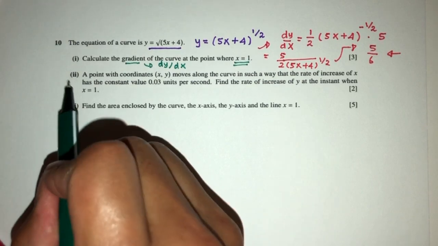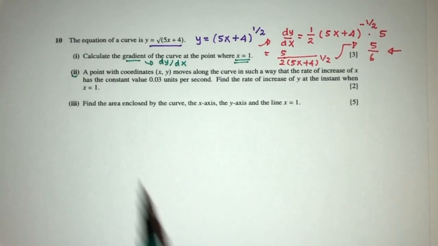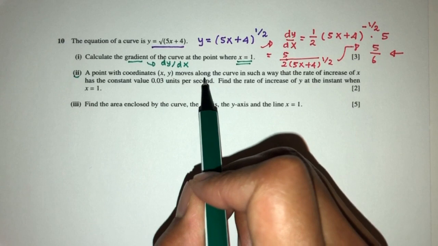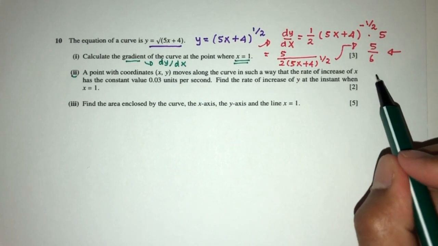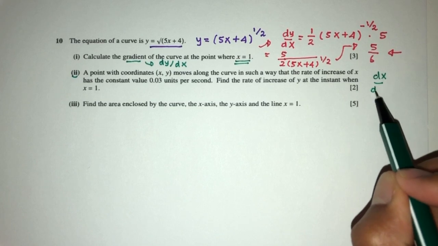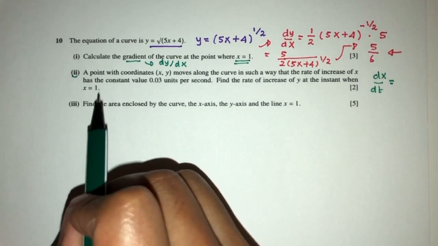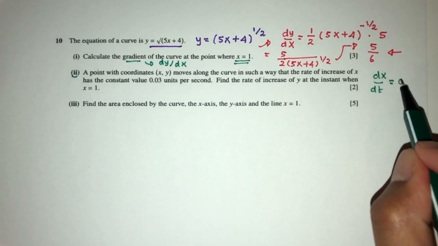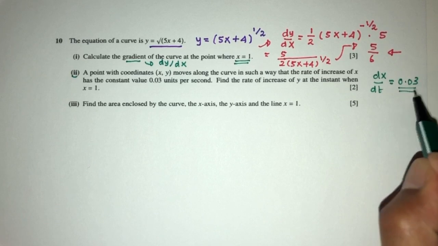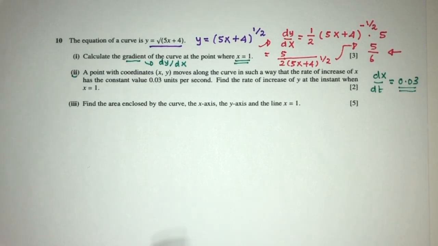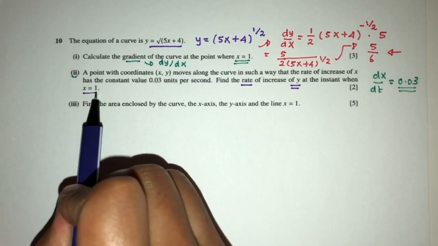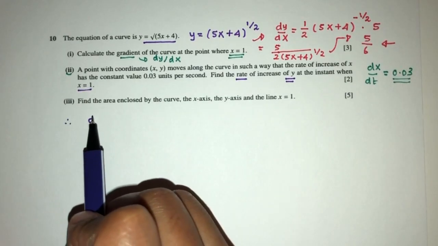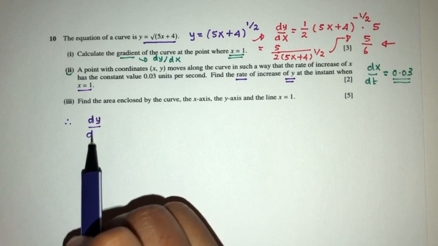Okay. Now part 2. A point with coordinates x, y moves along the curve in such a way that the rate of increase of x, which is dx by dt, has a constant value of 0.03. Okay, this is given to you by the question. Now we have to find the rate of increase of y when x equals 1. So we have to find the rate of increase of y, which is dy by dt.